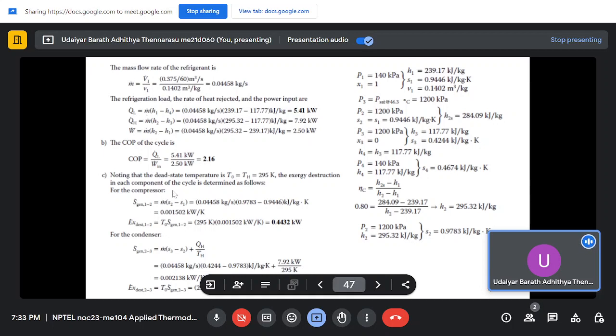So next is to find out the exergy destroyed in each of the components. We know the ambient temperature is 295 Kelvin. In the compressor, the entropy generated is m dot into S2 minus S1, which comes out to be 0.01502. Exergy destroyed is nothing but T naught into entropy generated. So 295 into Sgen will come out to be 0.4432 kilowatt.